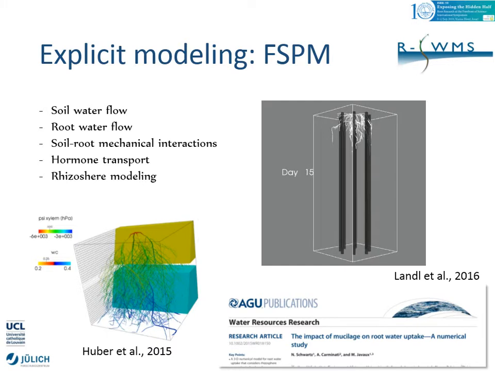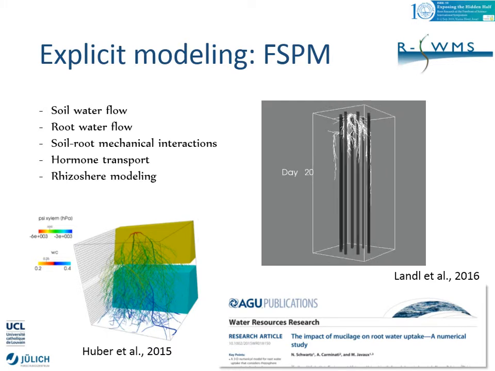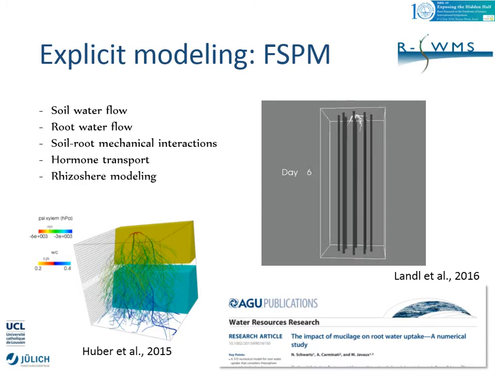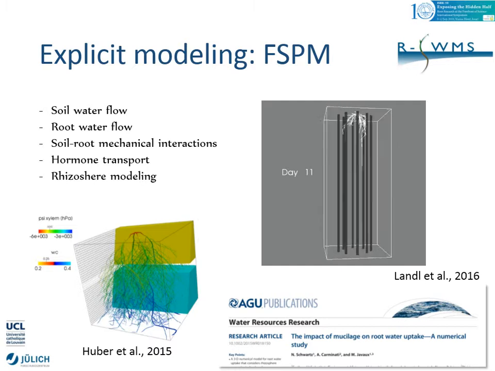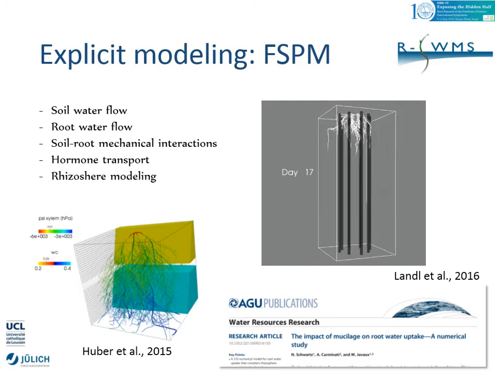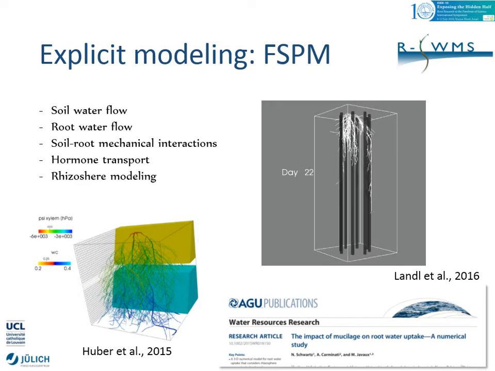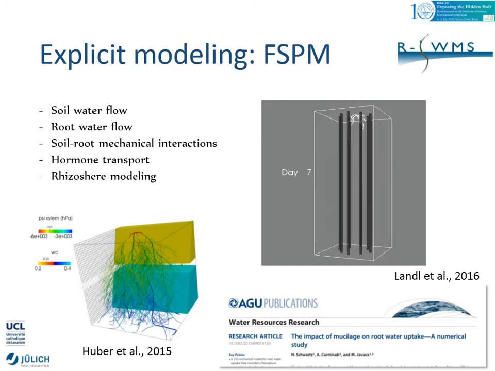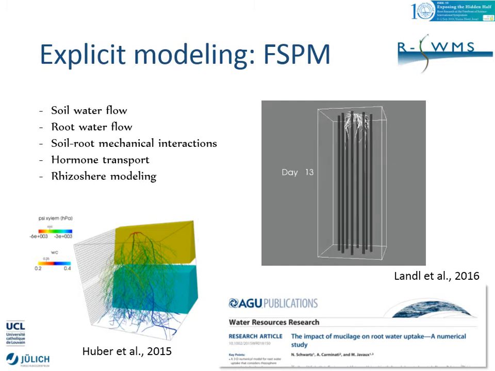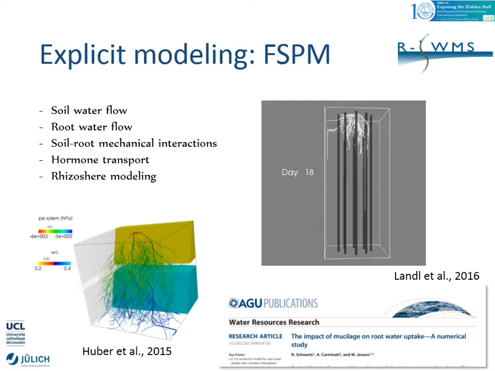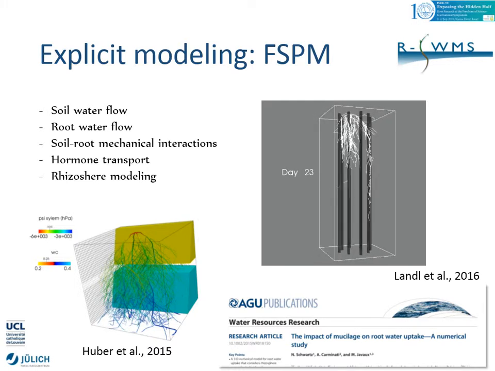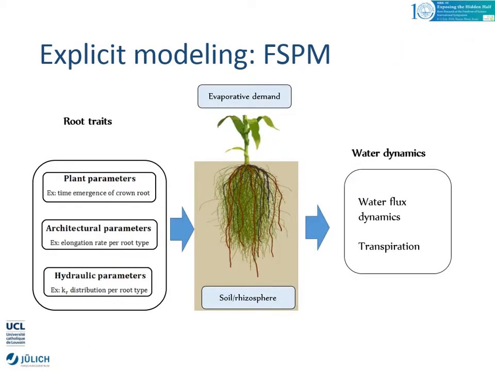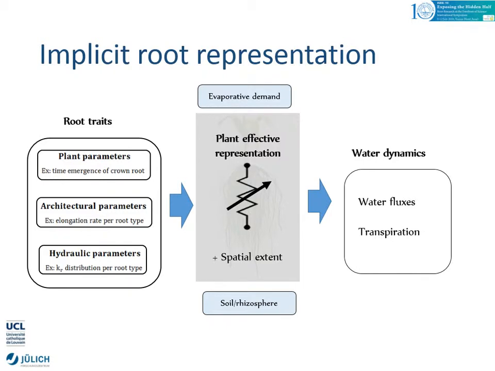Just to tell you that with that model, we can model soil water flow, root water flow, the impact of macropores on root growth, for instance, so the mechanical interaction between soil and roots, and hormonal transport. On the left-hand side, you see split root experiments that we modeled based on ABA transport in the xylem, or also the impact of the rhizosphere. I won't develop that today, but just to tell you that we have this model. It will help us to have a kind of standard. We put all the state-of-the-art in this model, and we can always compare simplified models to that reference model. But that's not what we want to do here. What we want to do is to have a plant effective representation.